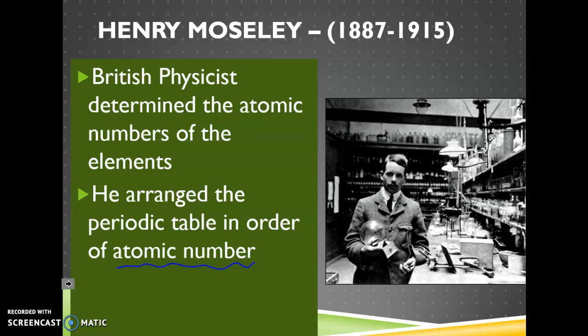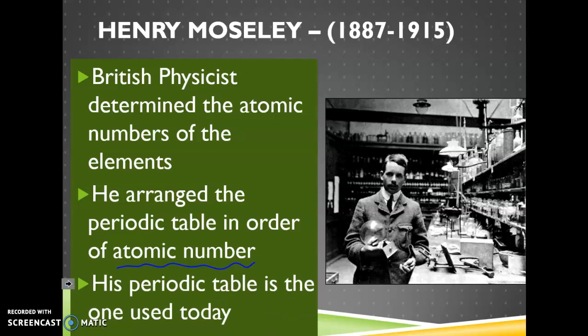So if you look at my table up on the wall, all the blue numbers are the atomic number. So that table you're looking at right there, well, that's Henry Moseley's table. How cool! His table is the one that is used today. You can find it on shower curtains, clothes, coffee mugs, you name it.